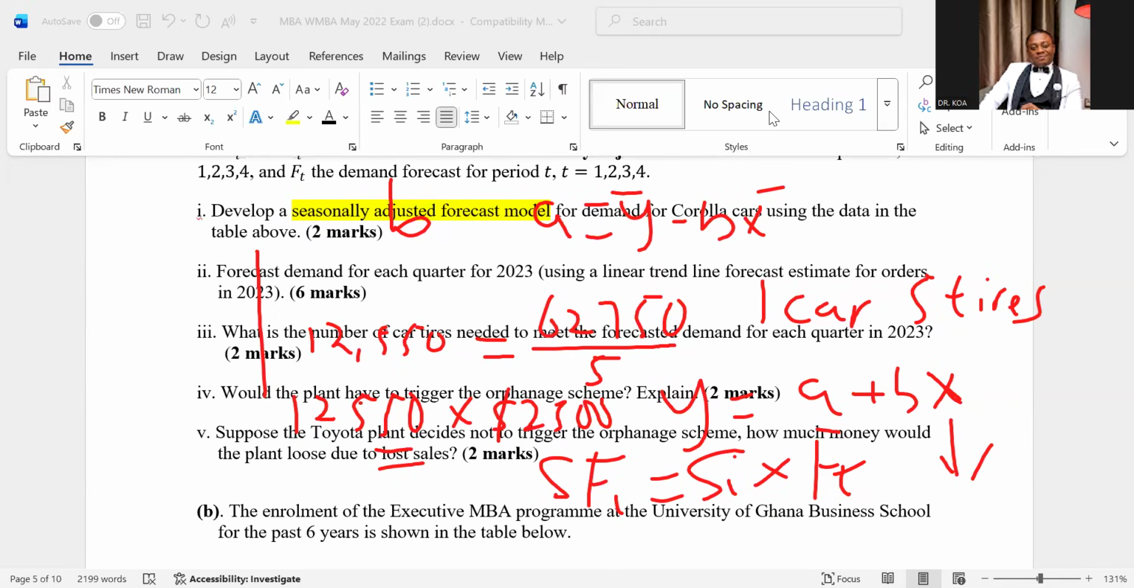Once you've got that seasonal factor, usually there are other questions that can be asked, not just this one. After you've gotten that, there are other questions. In this very example, there were other questions that were asked. Sometimes it can be asked like here, sometimes it can be something else.